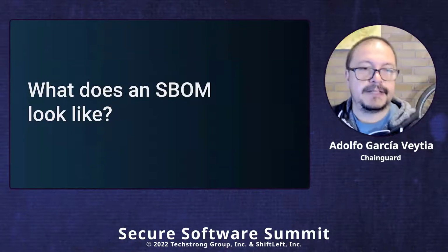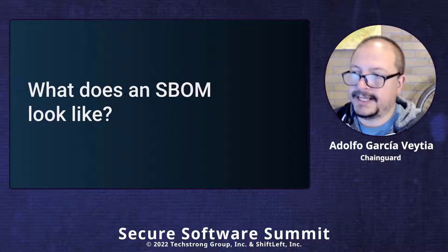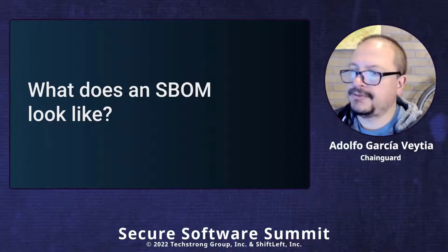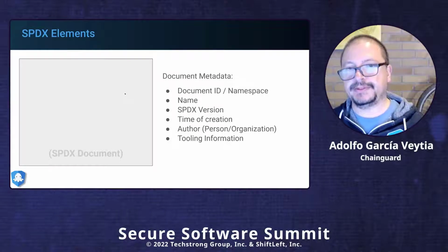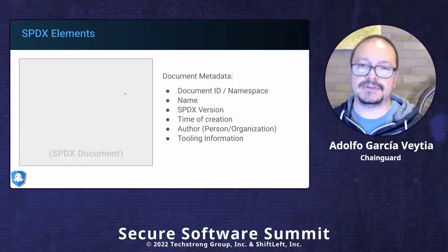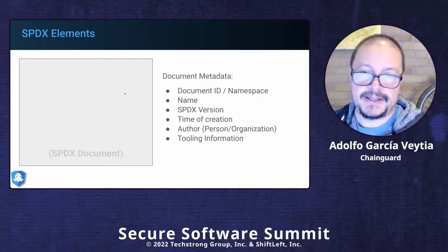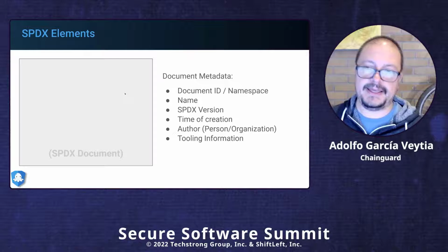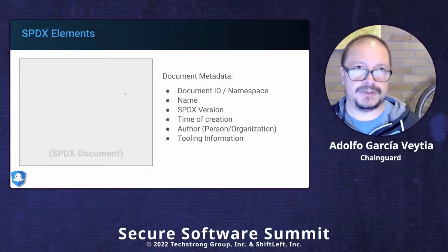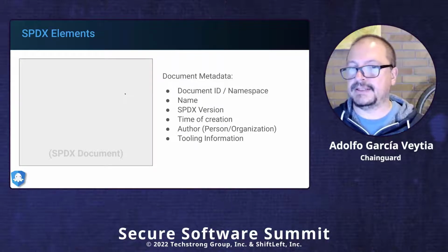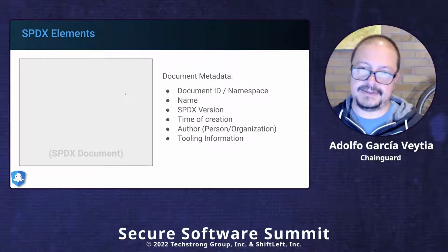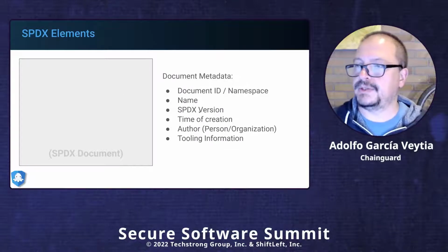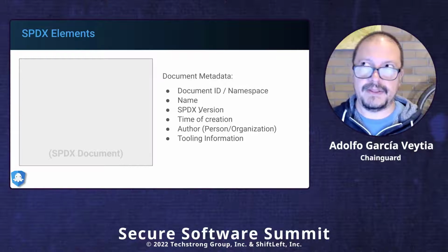So let's take a look at what the actual SBOM looks like. Like we said before, the SBOM is a document. So if you start with a clean document, the document itself already has some information about itself listed. So it has an ID and a namespace, which allow it to exist in a unique way in the internet. It has a name, generally the name of the project. It states the SPDX version, the time of creation, who produced it, the tooling used to do it, and so on.